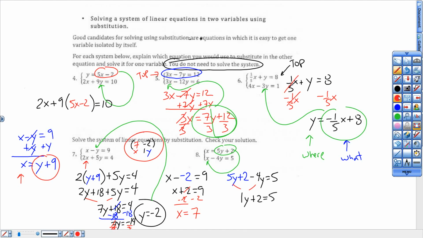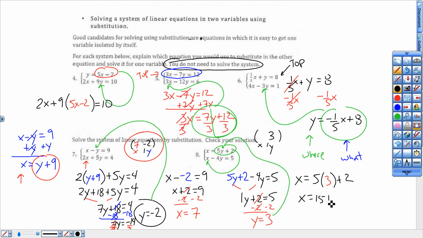Subtract that 2 on both sides. And that gives me what y is. y equals 3. And again, remember, that is only half your coordinate. To find the other half, I've got to take that 3 and plug it in for x. I'm sorry, plug in that y and solve for x. So x equals 5 times y plus 2. Plug in that number for y, which is 3. Gives me x equals 15 plus 2. Gives me x equals 17.